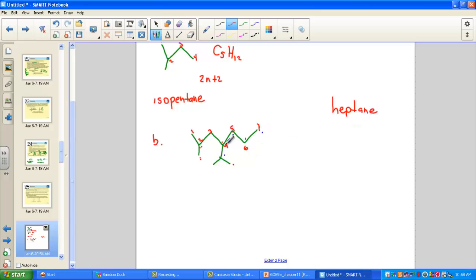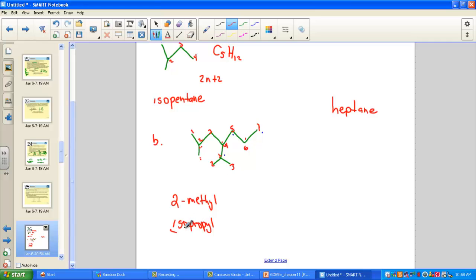Now what do we notice? We have a group coming off at 4, and we have a group coming off at 2. The group coming off at 2 is a methyl, and the group coming off here has 1, 2, 3 carbons in it, and they're a branch at the end. What do we call that? Having a branch with 3 carbons. You got it. Isopropyl. Isopropyl alcohol is rubbing alcohol. You might be familiar with that.